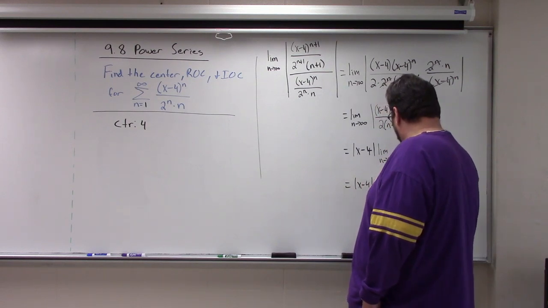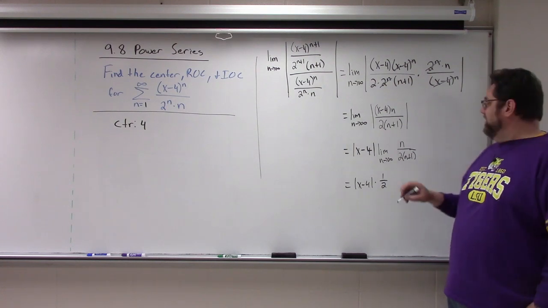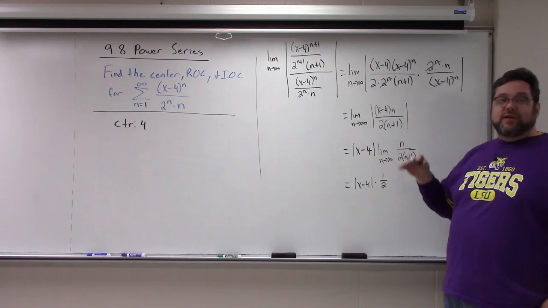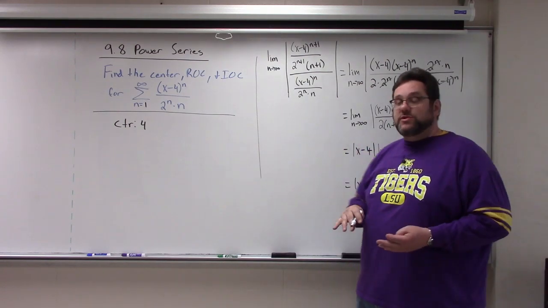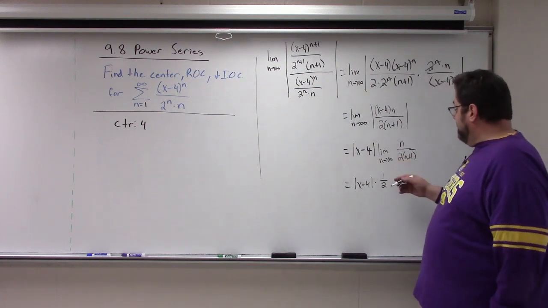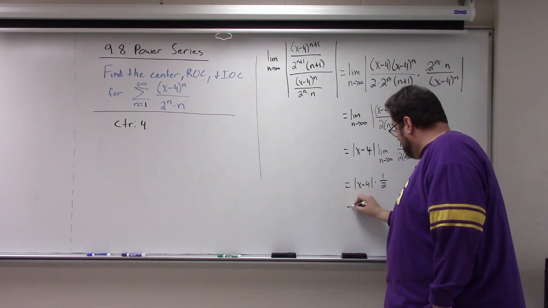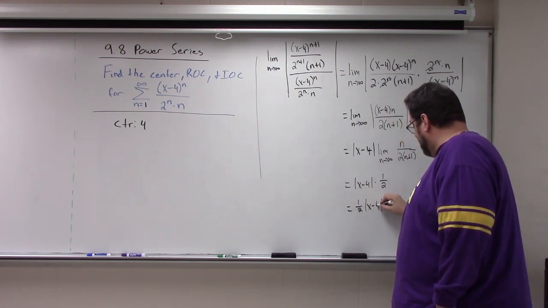This limit is going to end up being 1/2. If you multiply this out, you'll have n over 2n plus 2. Then you have the same degree on top and bottom. The limit is going to be the ratio of the leading coefficients, which is 1/2. So the limit of all of this is going to be 1/2 times the absolute value of x minus 4.